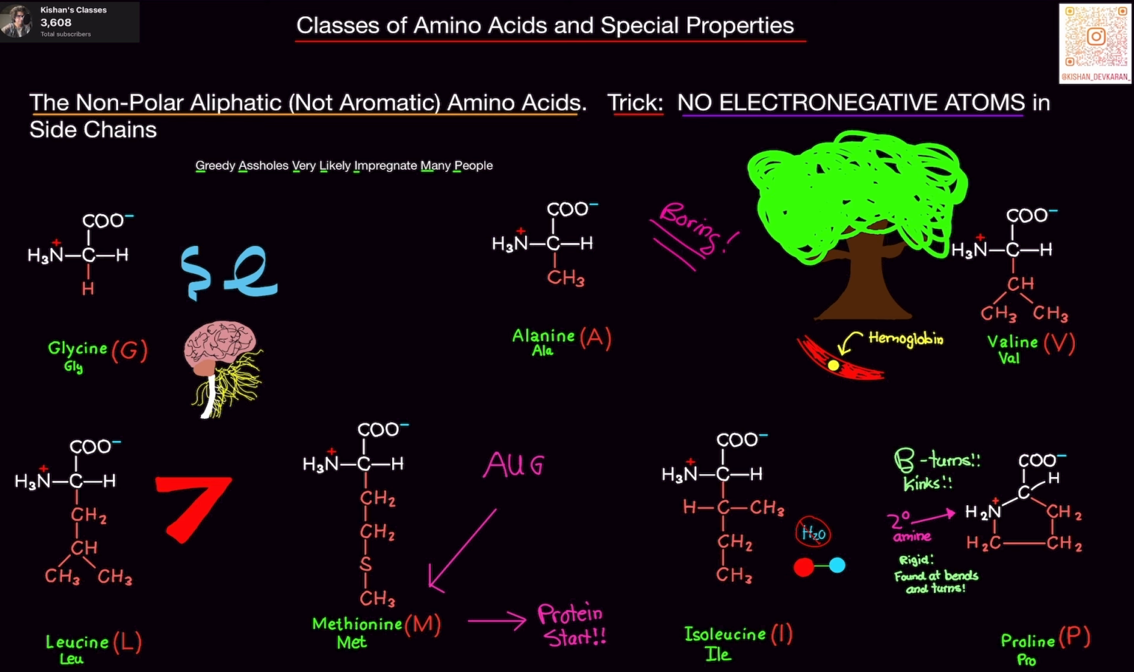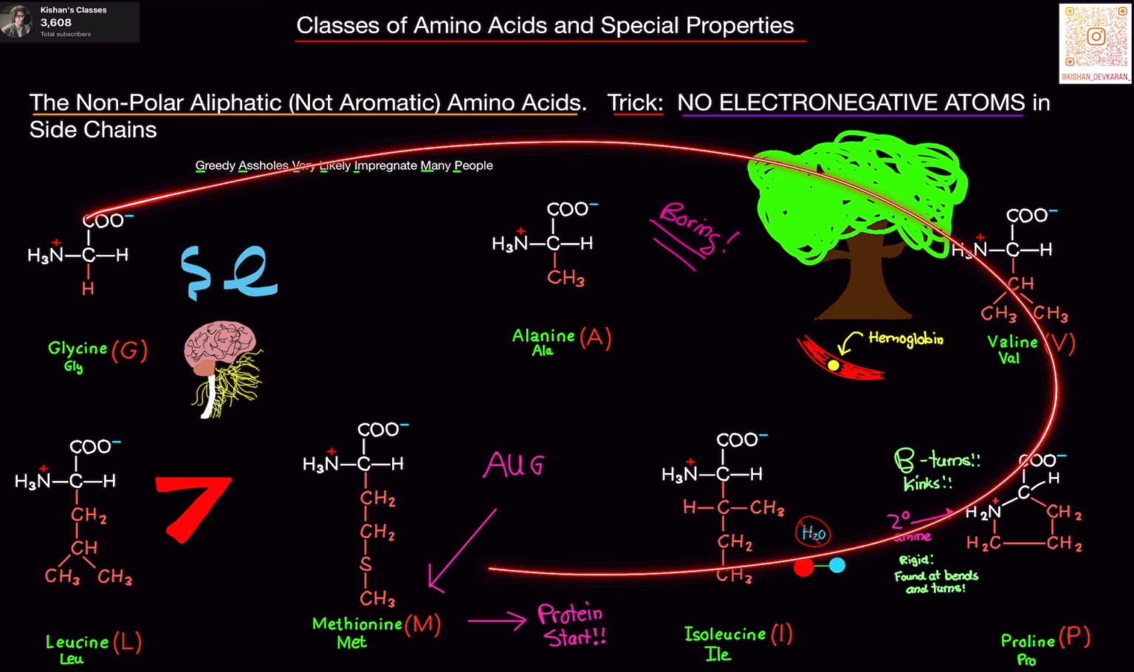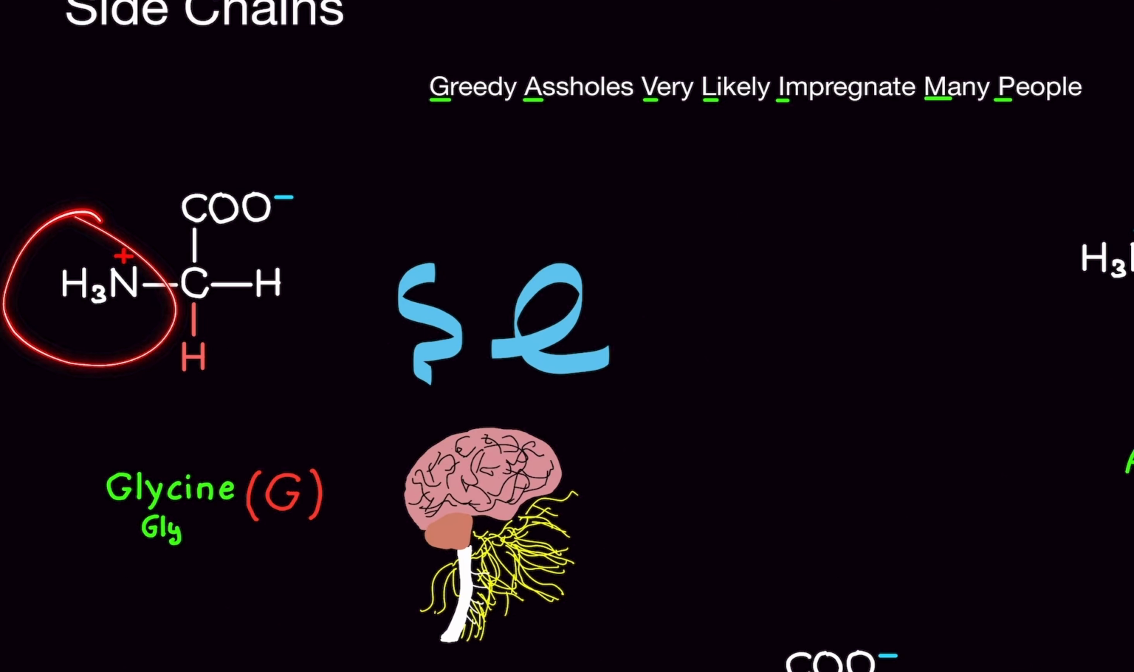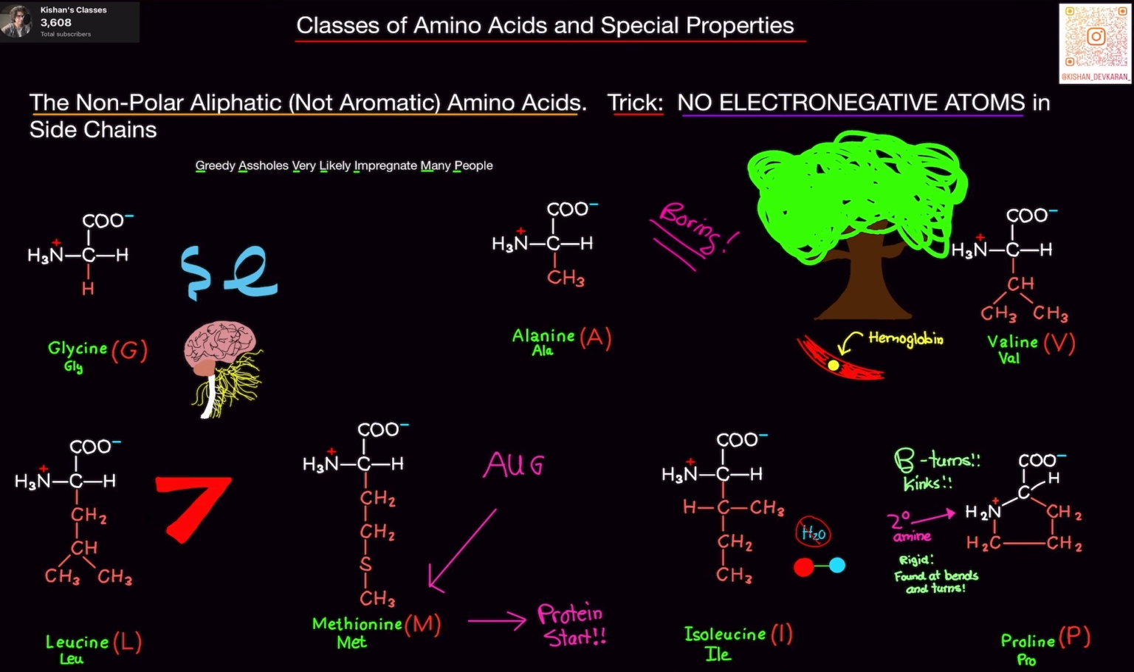The trick for these is all the amino acids you'll see here in this group have no electronegative atoms. There are no oxygens, and there are no nitrogens anywhere in the R chains. We're only talking about the R chain, right? Not the amino group here or the carboxylate group here. I'm just talking about the R groups, which are in red. So no nitrogens and no oxygens. And sulfur can be deemed electronegative, but there is a certain very special circumstance with methionine, which we're going to go over. So let's start with glycine.